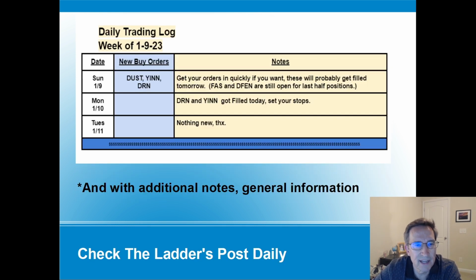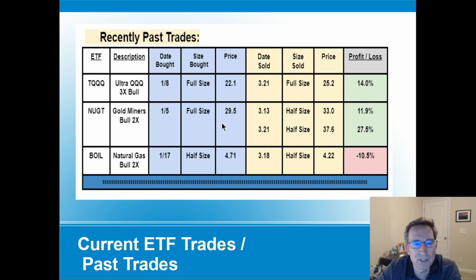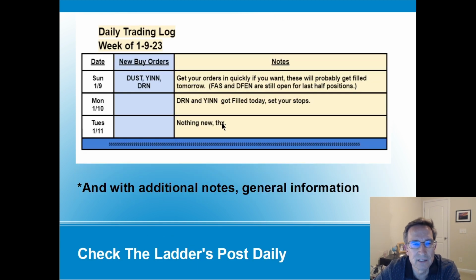And lastly, but of equal importance, is to go in and check your ladders post daily. So this is going to tell you if new buy orders have been set, and it'll give you notes on those buy orders. Sometimes there won't be new buy orders, but it still may have notes that need to be attended to. And then sometimes it just says nothing new, thanks, and you don't have to do anything just to stay current with the market ladder. And so that's important to go in and check those daily, okay?